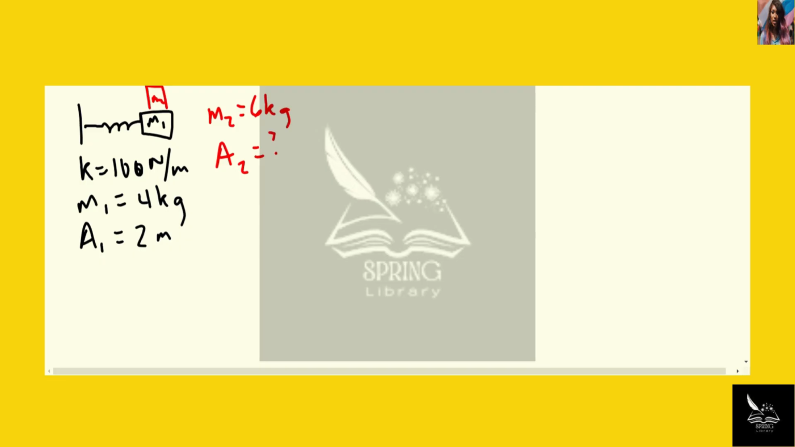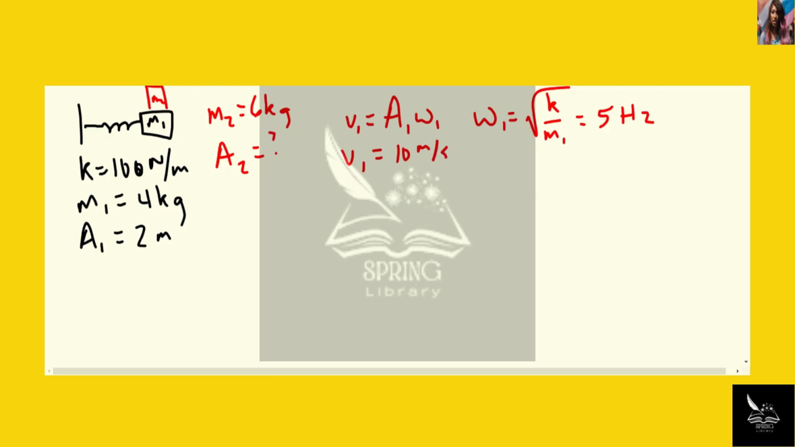So we're going to have the mass oscillating back and forth with some velocity. And then it's going to collide with the second mass. So we need to figure out what that velocity is. Right? But that's the maximum velocity of the system, right? We know that A1 is 2, so we just need to know what omega 1 is, but that's the square root of K over M1, right? And K is 100, M's 4, so that ends up being 5 hertz. So V1 actually ends up being 10 meters per second.